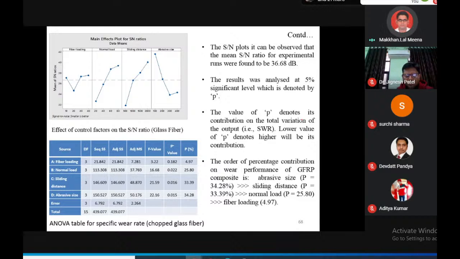And now we can see the charts and table. The graph shows the SN plots. It can be observed that the mean SN ratio for experimental runs was found to be 36.68 dB. This is the fiber loading, this is the normal load for 20, 40, 60, 80, and these are the percentages 10, 20, 30, and these are the distances 500, 1000, 1500, 2000, and abrasive sizes are 100, 200, 300, and 400.